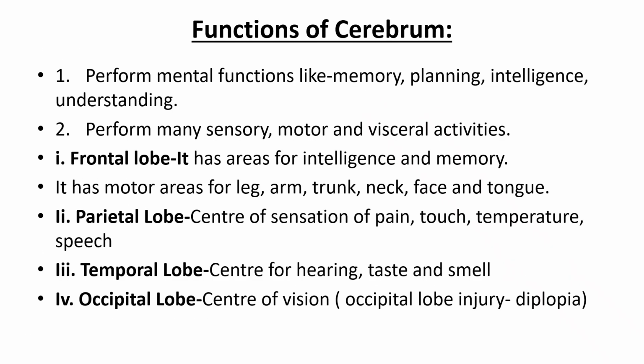Functions of the cerebrum. It performs mental functions like memory, planning, intelligence, understanding, thinking, judgment, and many sensory, motor and visceral functions. The frontal lobe has areas for intelligence and memory. It has motor areas for leg, arm, trunk, neck, face and tongue. Parietal lobe, center of sensation of touch, pain, temperature and speech. Temporal lobe, center for hearing, taste and smell. Occipital lobe, center of vision. If there is an occipital lobe injury, then the patient may get diplopia, that is double vision.